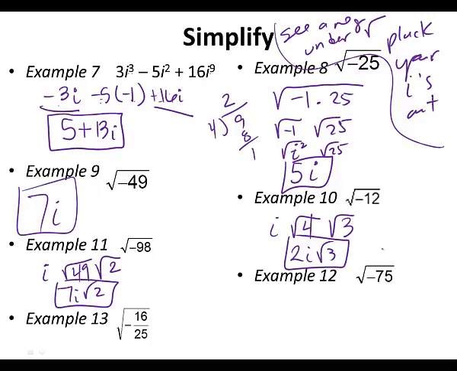All right, when we see a negative under a radical, what do we do? Pluck your eyes out. Biggest square number that goes into 75. I gave you an easy one, right? And what's left over? 3. Square root of 25 is? 5i square root of 3.